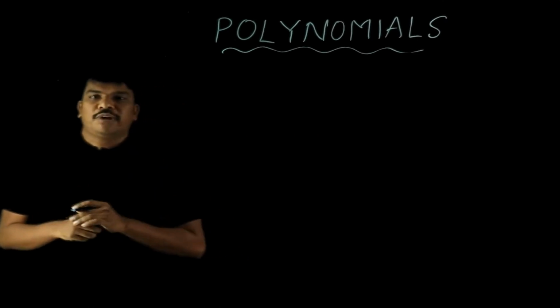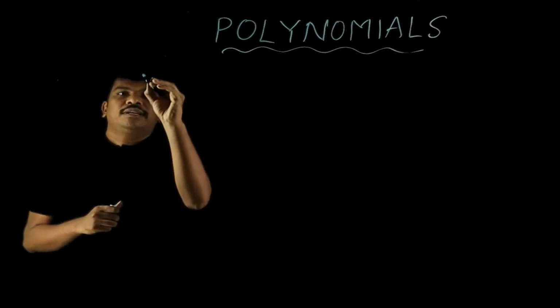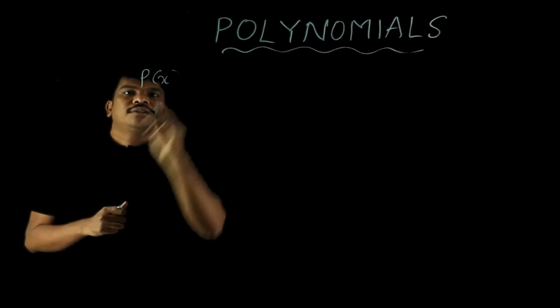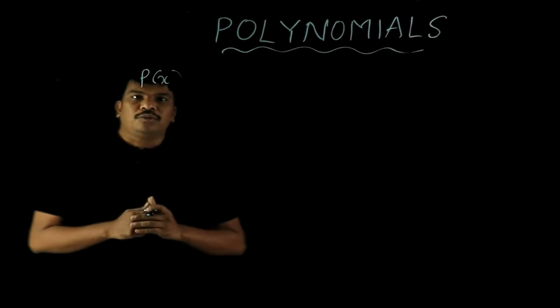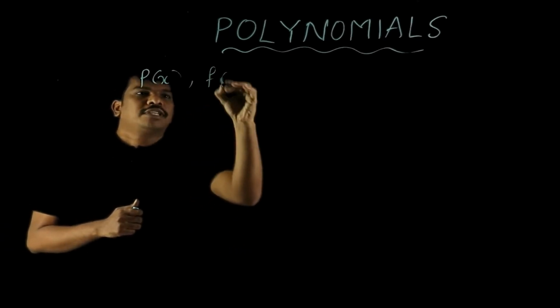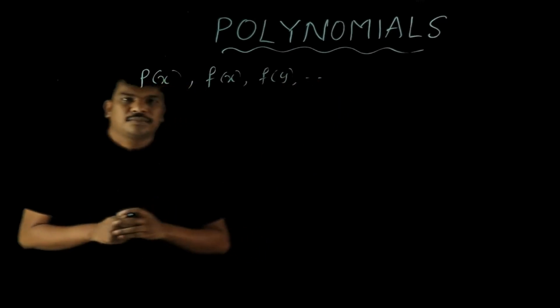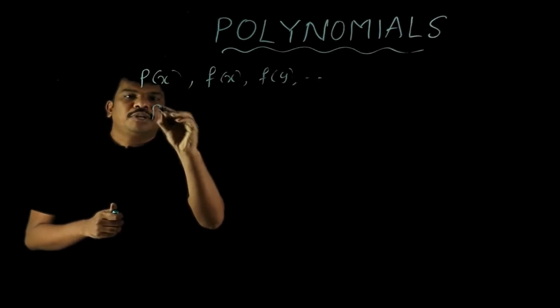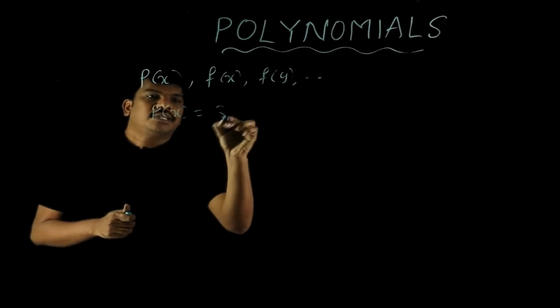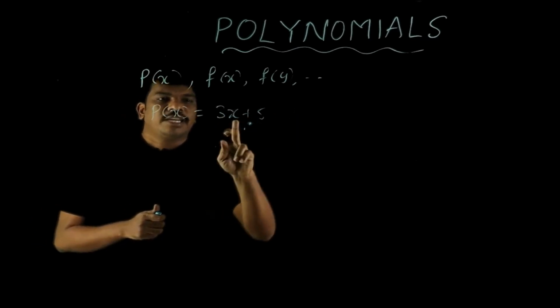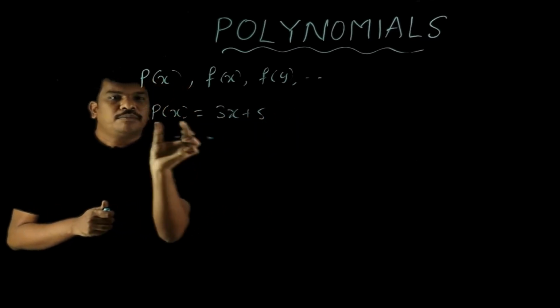Next, notation of polynomials. Polynomials are denoted by p of x, where x is a variable, or f of x, or f of y, and so on. Example, a polynomial p of x is 3x plus 5. Here x is a variable, therefore it is denoted by p of x.